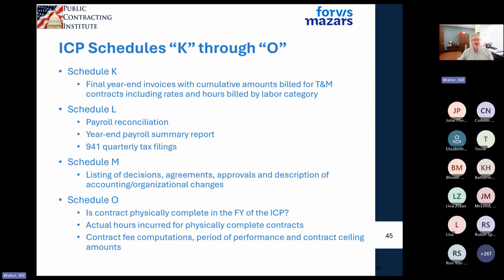Schedule L and M are administrative in nature. L is a very complex schedule that ties your labor cost back to your wages that you reported to the Social Security Administration and the IRS. Schedule O is a listing of all the contracts that are complete so that we can close them out.